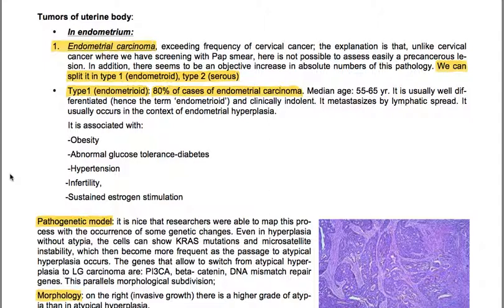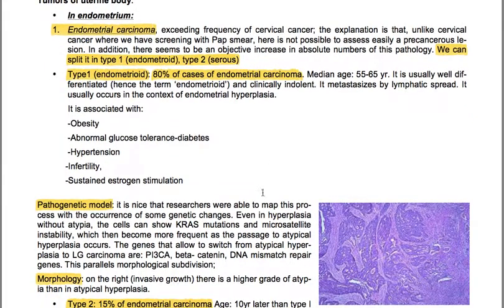It's associated with obesity, abnormal glucose tolerance, diabetes, hypertension, infertility, and sustained estrogen stimulation. The pathogenic model is that even in hyperplasia without atypia, the cells can show KRAS mutations and microsatellite instability, which then become more frequent as the passage to atypical hyperplasia occurs.